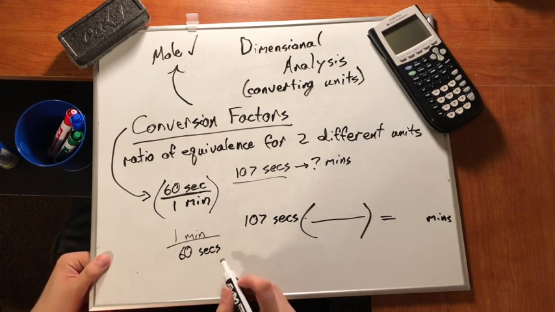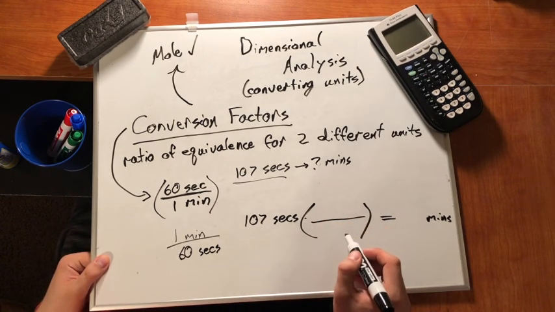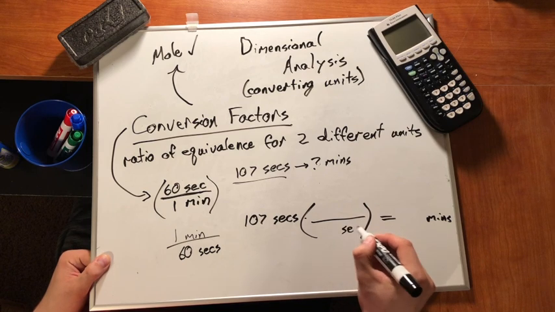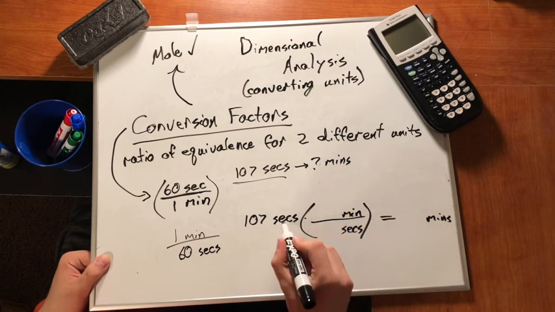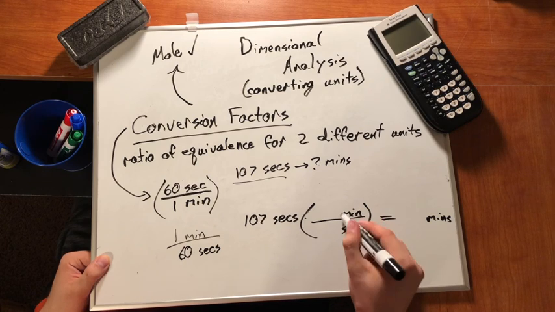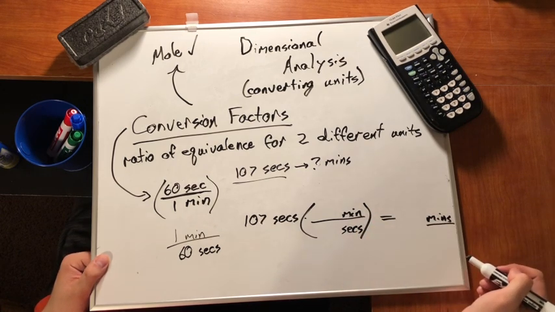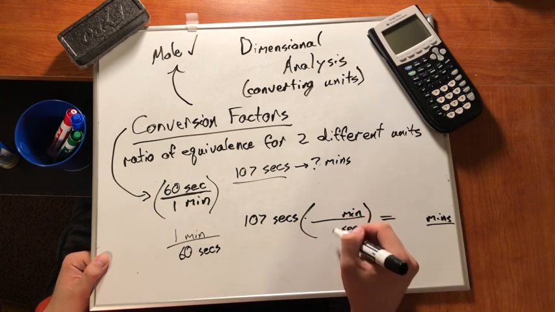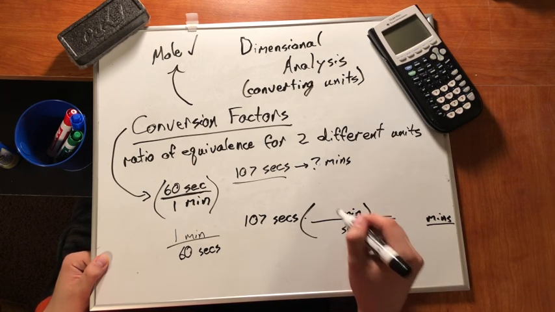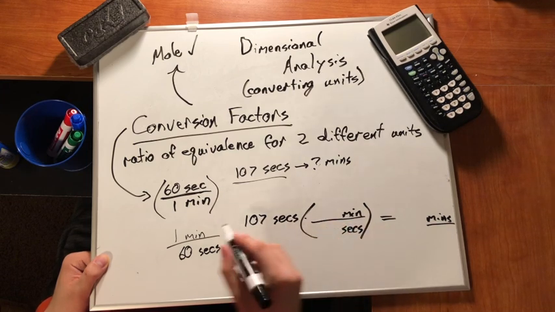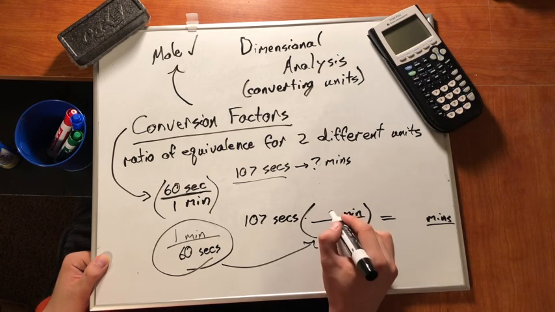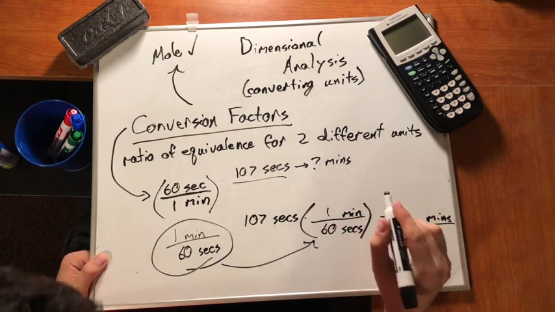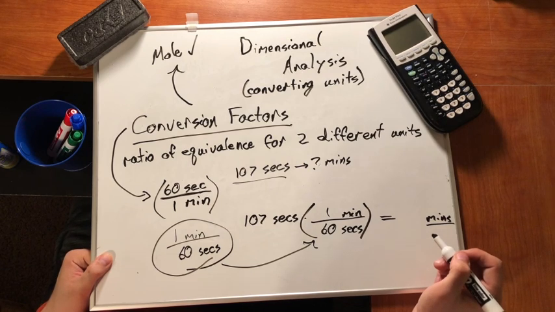What we want to do is set up our conversion factor so that the units I'm trying to get rid of will cancel out. I have seconds here, and I want to cancel that out with seconds down here so that I'm left with minutes, because that's what I'm trying to solve for. So figuring out which direction this goes is important. I'm going to use this conversion factor to solve this problem. Now it just becomes simple arithmetic.